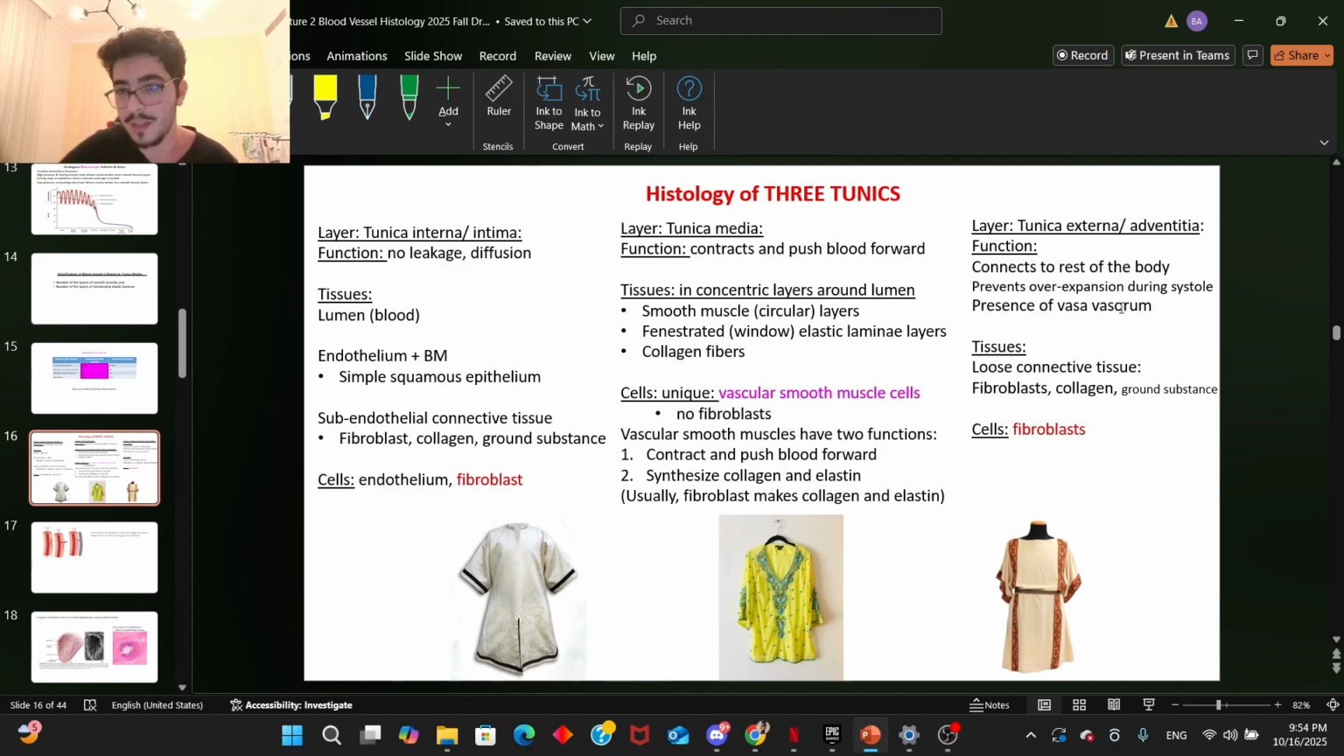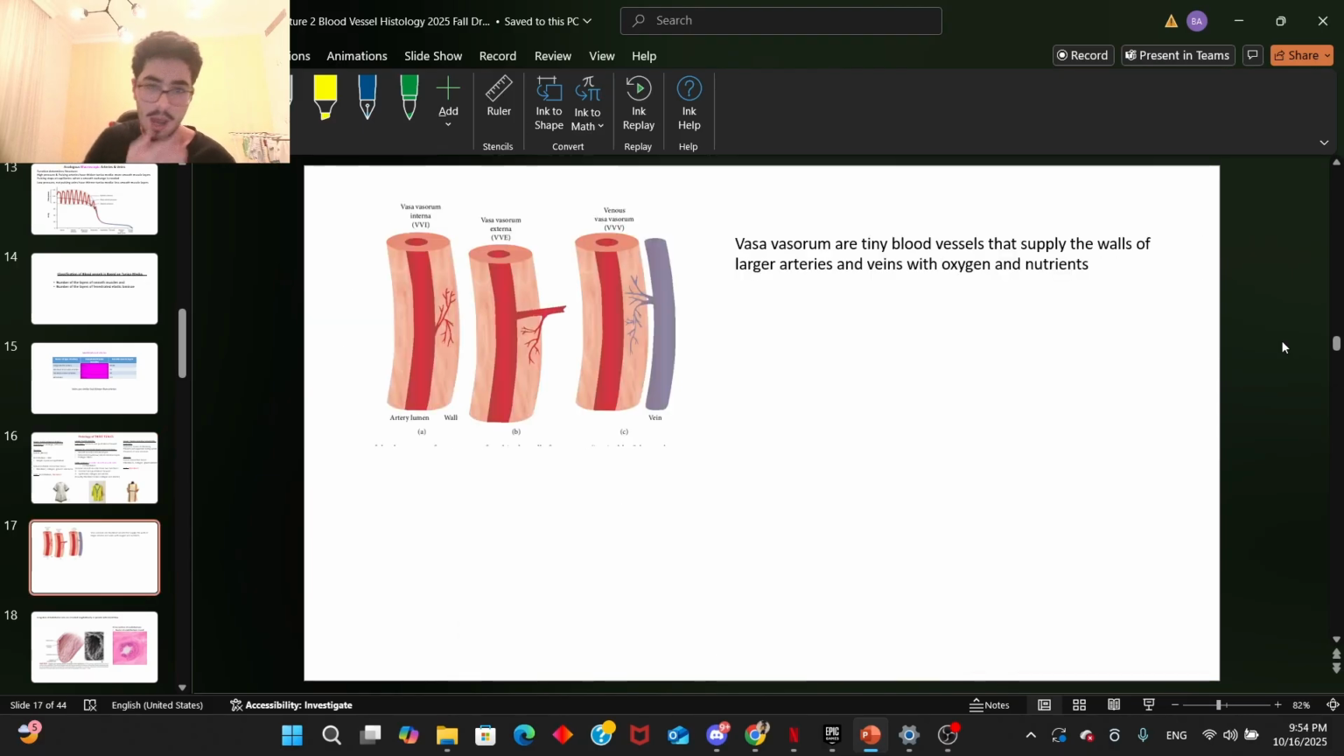Now, presence of vasa vasorum. When studying the slides, I was a little bit confused about what vasa vasorum is. I don't know if Dr. Annie expects you to know it, but I put this slide here just to explain it to you guys. So vasa vasorum are the tiny blood vessels that supply the walls of the arteries and veins with oxygen and nutrients.